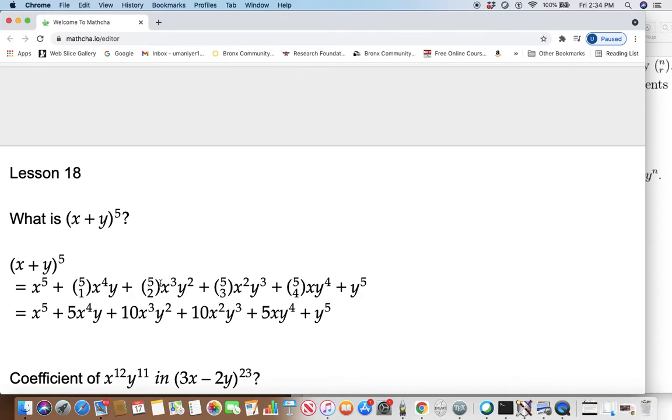5 choose 1 is 5. 5 choose 2 is 10. 5 choose 3 is also 10. 5 choose 4 is 5. And 5 choose 5 is 1.